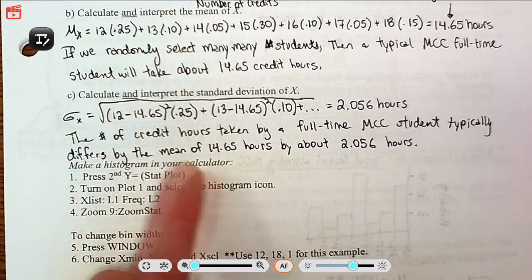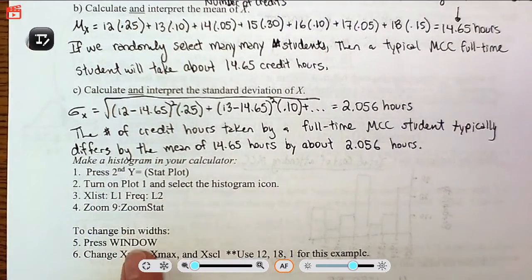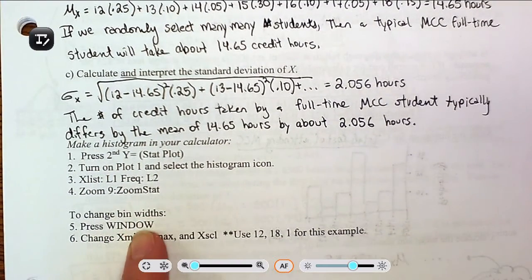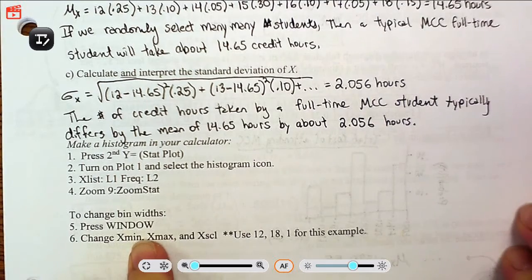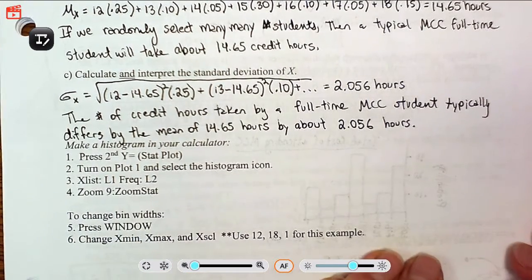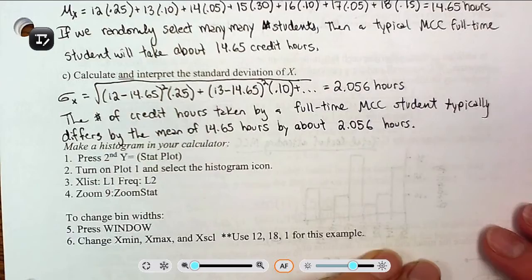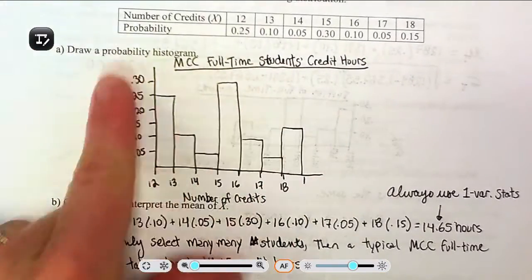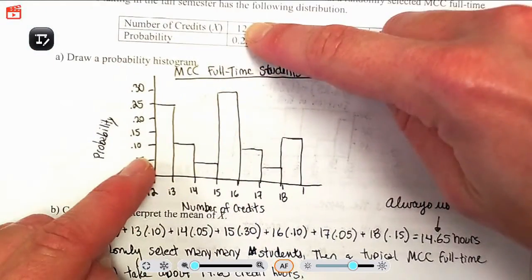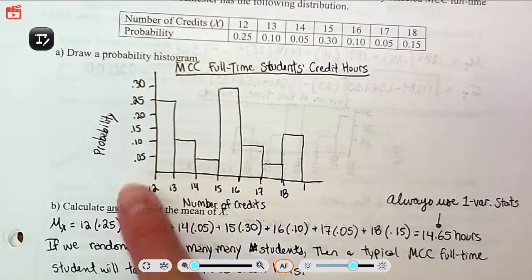So making the histogram in your calculator, you're going to follow these steps. And then to adjust your bin widths yourself, you can follow these steps. Not totally necessary, because your histogram by hand should be easy enough, since you're just reading the observation and the probability and writing them all out.